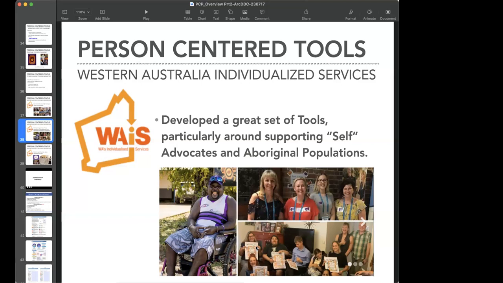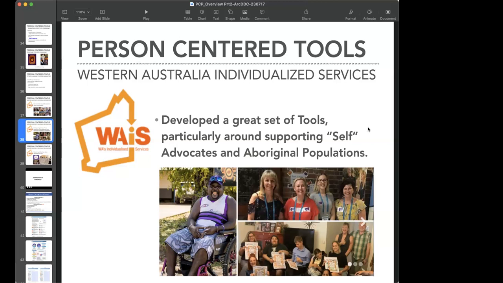But I really am struck by the ways in which Lee and Susian and their colleagues have developed tools that focus on making sure that self-advocates, or as I would like to say these days, just advocates, have access to them, and the ways in which they've helped marginalized populations within the sector also have access to those tools.